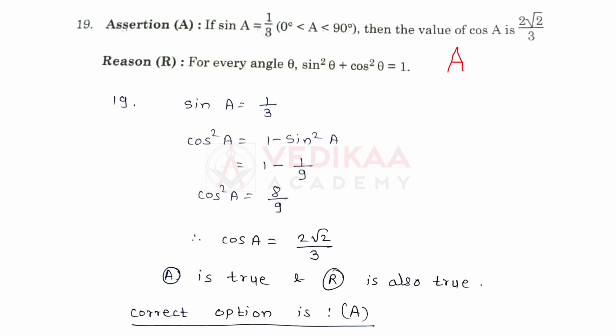Question number 19. Assertion was given to you and reason was given to you. Sin A is equal to 1 upon 3. Now we know that sin square theta plus cos square theta is equal to 1. So from this you can easily calculate the value of cos square A, which is equal to 1 minus sin square A. So cos square A is equal to 8 upon 9. So cos A is equal to 2 root 2 upon 3. So here we can see that assertion is true and reason is also true, and the reason is the correct explanation of the assertion. So your correct option is A. Both assertion and reason are true and reason is the correct explanation of the assertion.